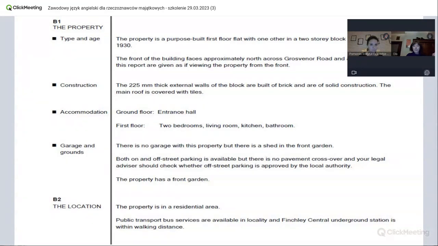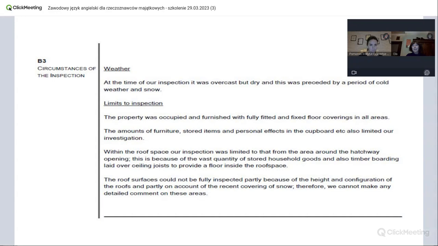Then you go a little bit deeper, location. Okay, residential area, I think still it is more or less the same, but circumstances of inspection. Inspection, this is the on-site inspection when you go to see the property, yes? So they say at the time of our inspection, it was overcast, so it was cloudy, but dry. And this was preceded by a period of cold weather and snow. And then limits to inspection.